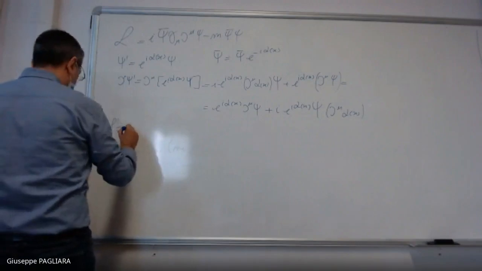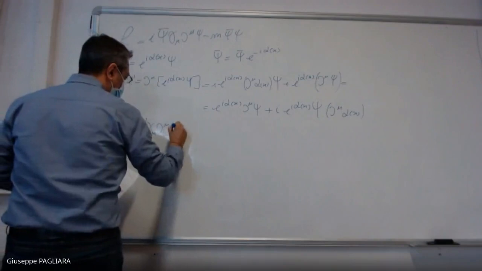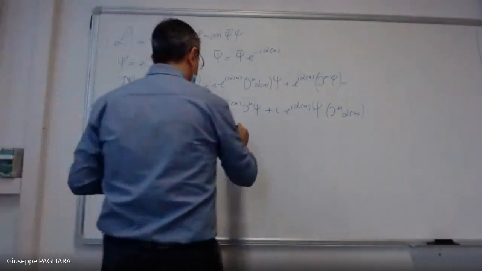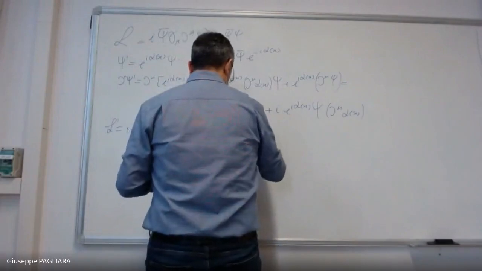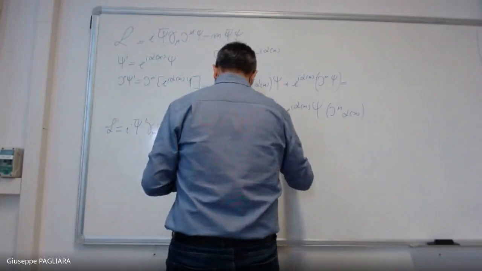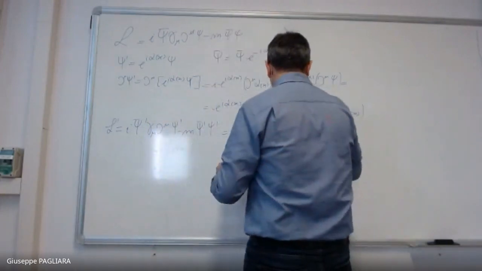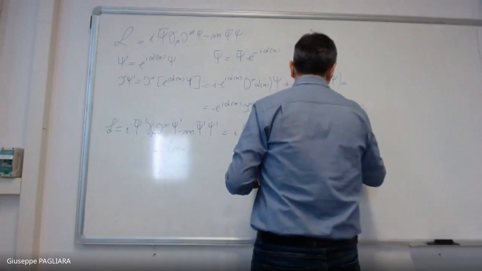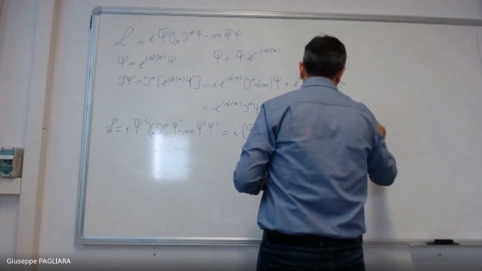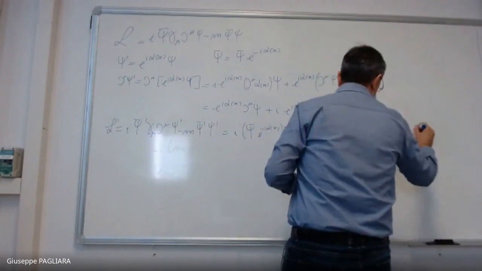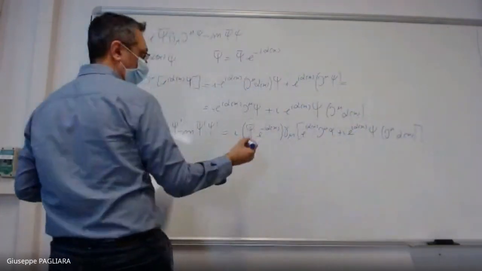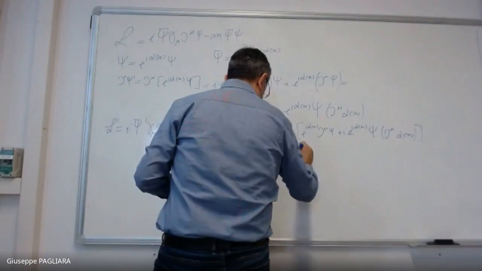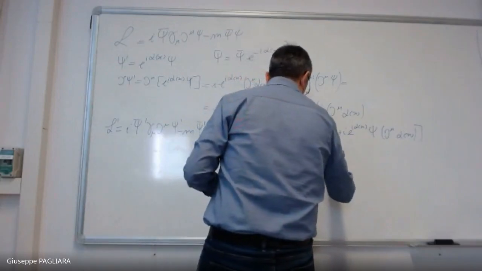So L prime is i psi bar prime gamma mu partial mu psi prime minus m psi bar prime psi prime. Let's substitute again everything inside. So this is i psi bar e to the minus i alpha of x gamma mu, then we have the derivative, which is given by these two contributions, e to the i alpha of x partial mu psi plus i e to the i alpha of x psi partial mu alpha of x. And then we have the mass term. So this is minus m psi bar e to the minus i alpha of x and e to the i alpha of x psi.